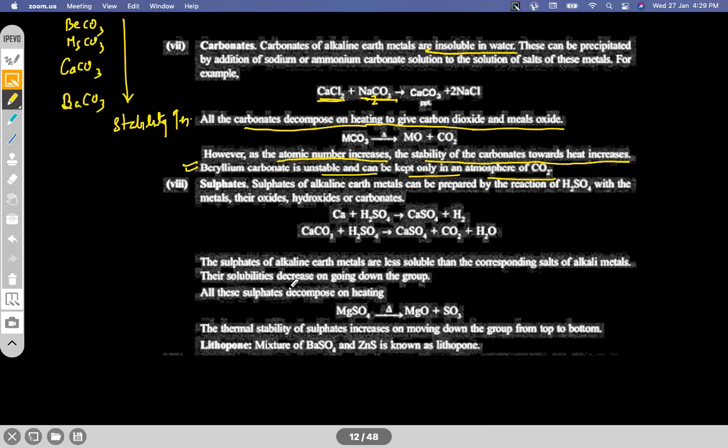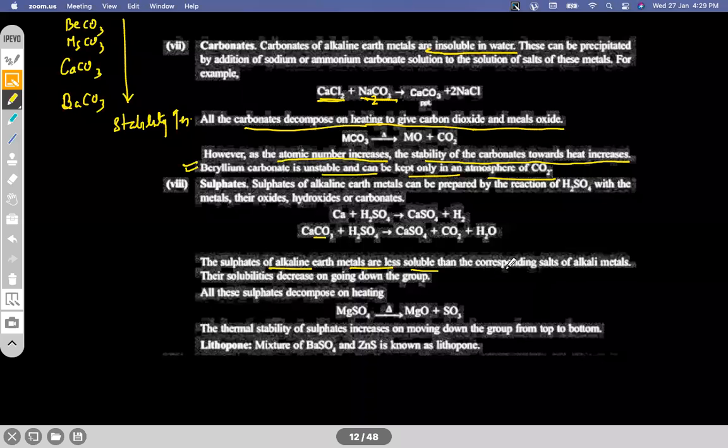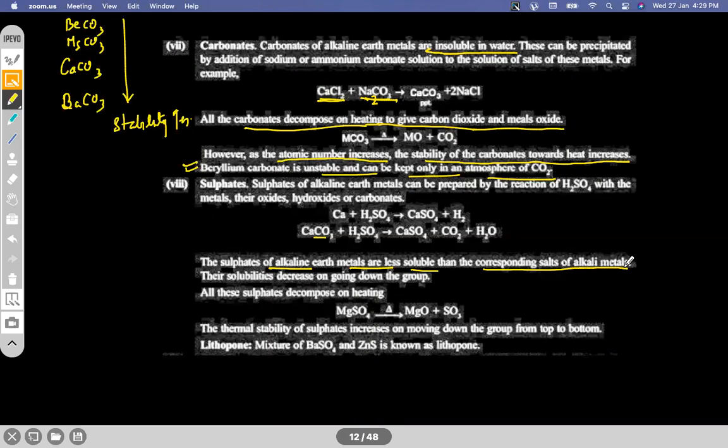Sulfates, you see, form by dissolving in acid H2SO4. Carbonates also, if you dissolve, form sulfates. Properties of sulfates are what? Sulfates of alkaline earth metals are less soluble than the corresponding salts of alkali metals. Right? Sulfates are less soluble than those of the alkali metals. Their solubility in water decreases down the group because stability increases.